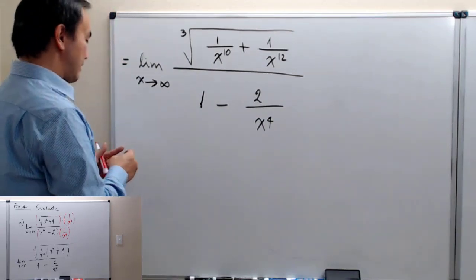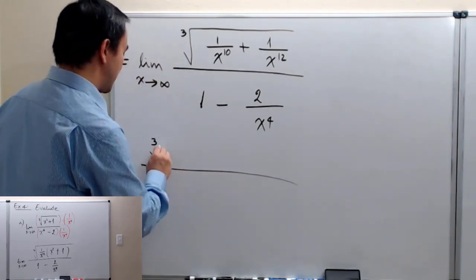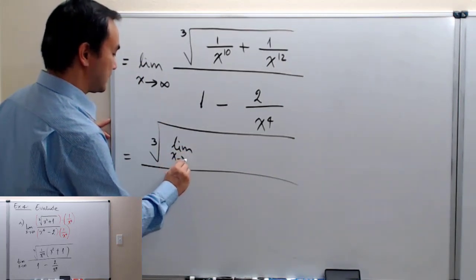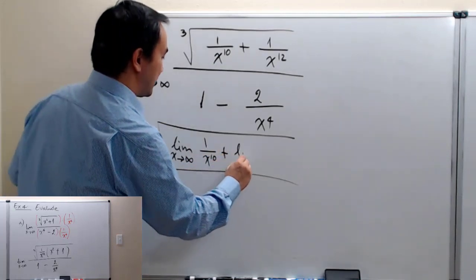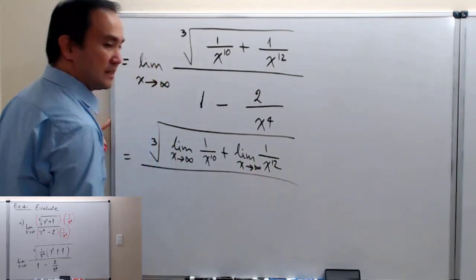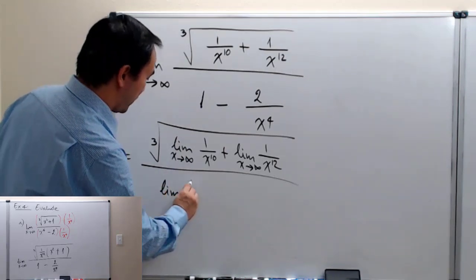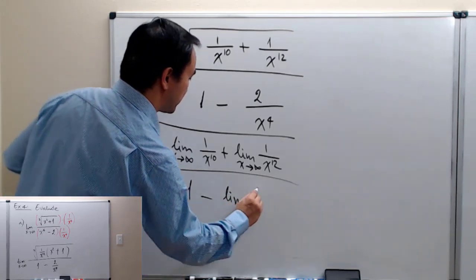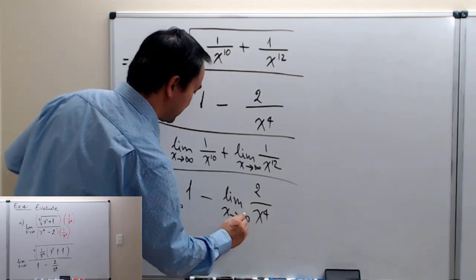And so now we are allowed to do the following. I'm now going to have in my numerator an overall root expression. And inside of my root, I can tear it down to one separate limit for x going to positive infinity of the function 1 over x to the 10th plus another limit of 1 over x to the 12 as x goes to positive infinity, and divided by, in the denominator, the limit of 1 as x goes to positive infinity minus the limit of 2 over x to the 4th as x is going to positive infinity.